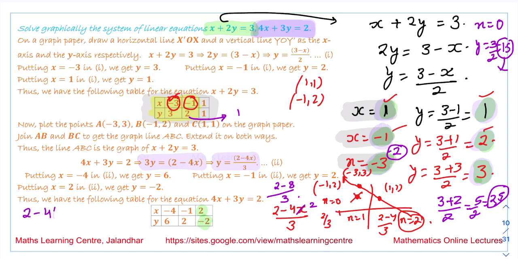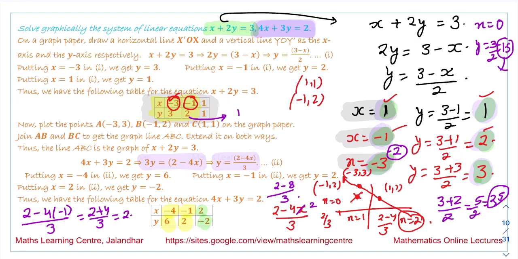Next, if I am talking about negative values, if I substitute −1, I will get (2 − 4 × (−1))/3. So it is (2 + 4)/3, that is equal to 2. So the values that I have obtained for x is equal to −1, y is equal to 2. Similarly, for x is equal to −4, y is equal to 6. You can substitute whatever value of x you want, but just try to find some integer values so that it will not be difficult for you to locate the point on the graph.